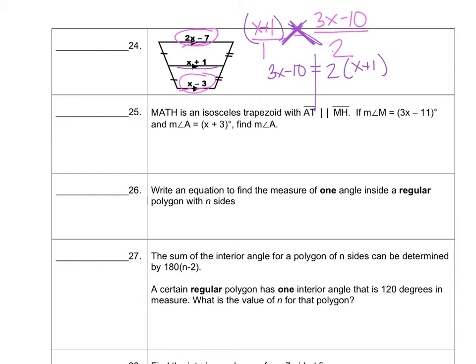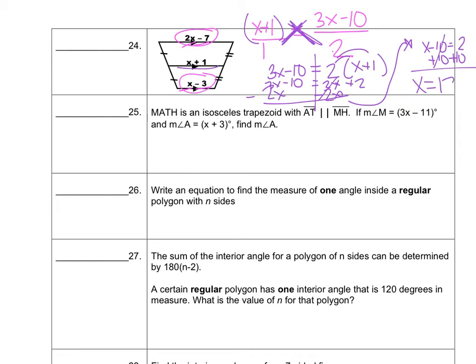Okay. So we have 3x minus 10 equals 2 times x is 2x. 2 times 1 is positive 2. Okay, subtract your smaller variable. I'm going to subtract 2x on both sides. Okay, I'm going to come back up here. So I have x minus 10 equals 2. Okay, I'm going to add 10 on both sides to get rid of that negative. And I'm going to get x equals 12, and it wanted us to solve for x.